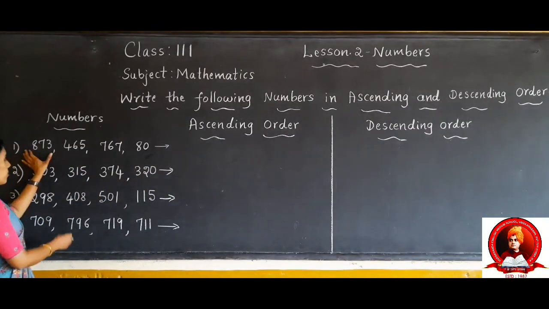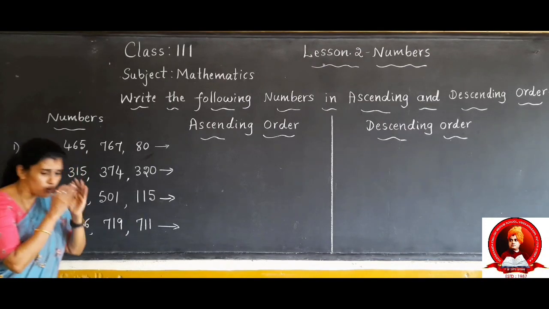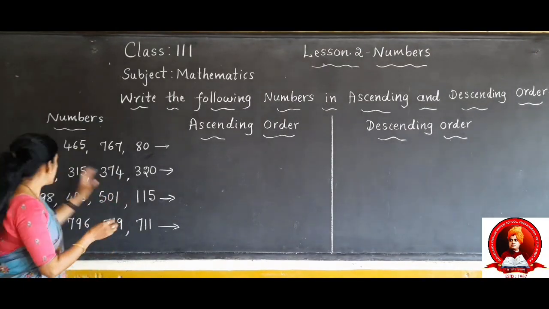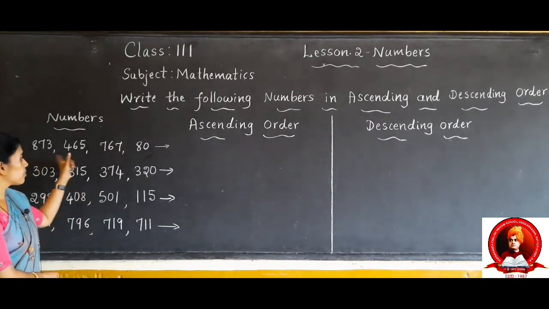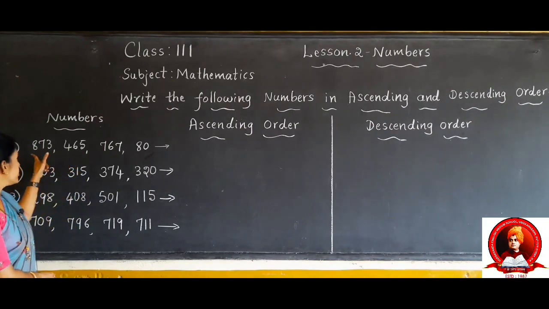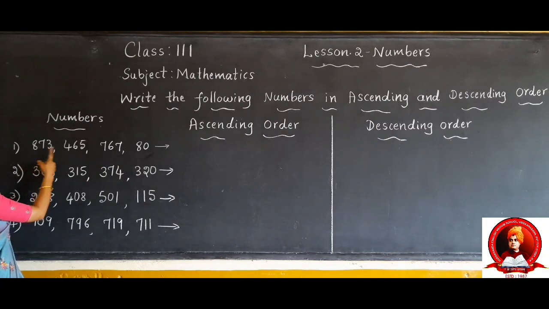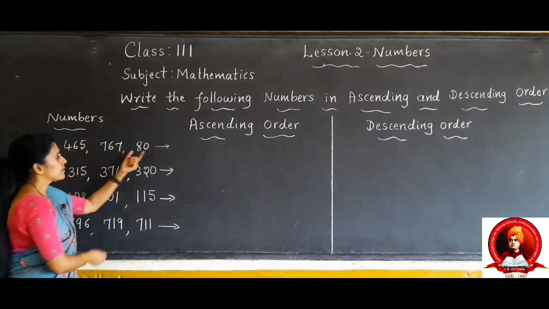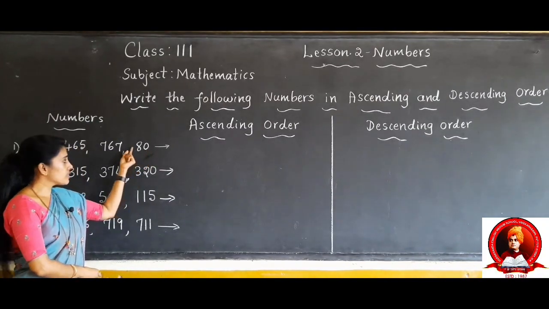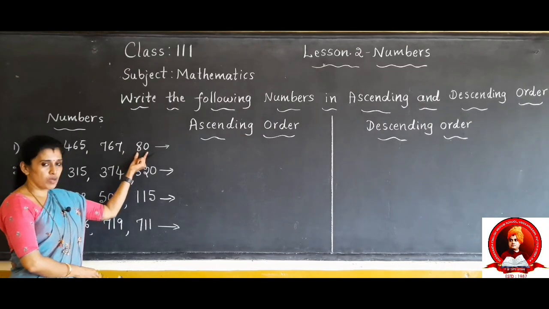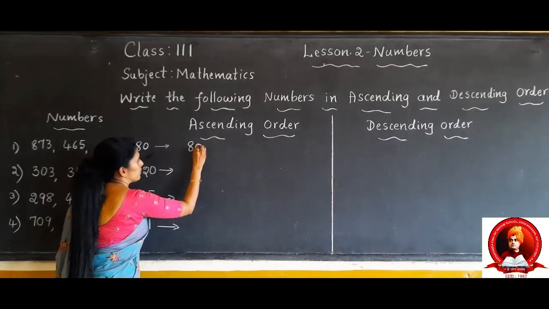First, what we have to do? We have to arrange the given numbers from the smallest to the greatest. Let us see which is the smallest number in the given numbers. How to find out the smallest number children? First, we have to see the hundreds place. Here you can see 8, here 4, here 7, but here only 2 digits are given. So, you know that here we can't see 100. So, this is the smallest number in these numbers. Let us write it first, 80.